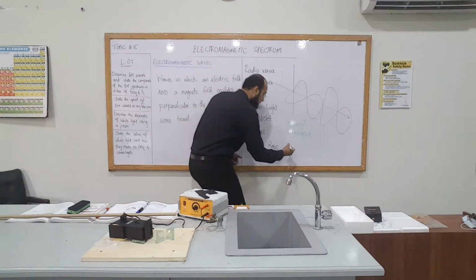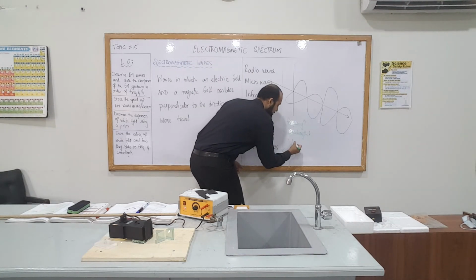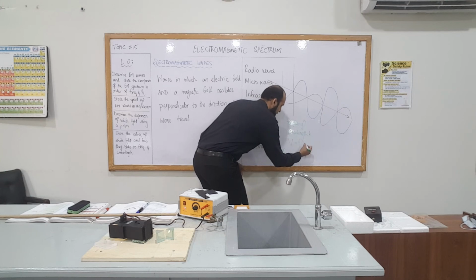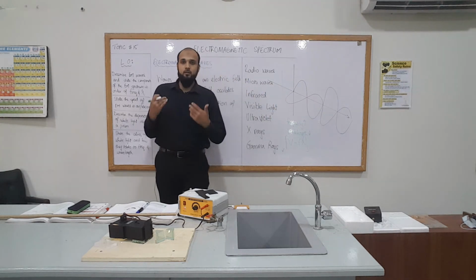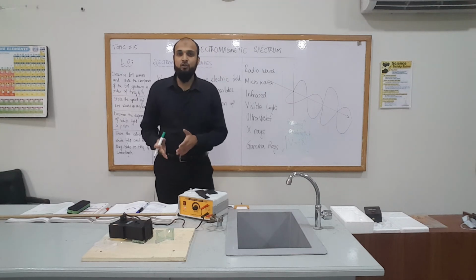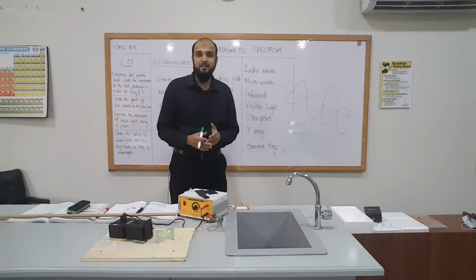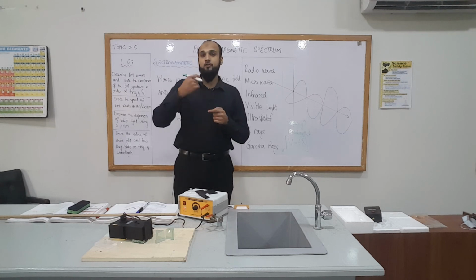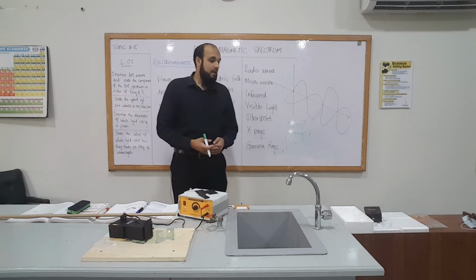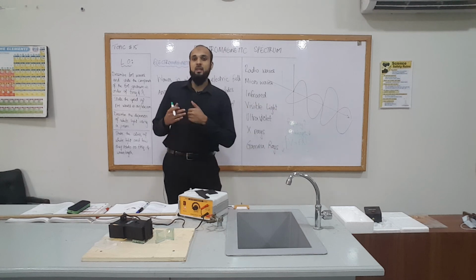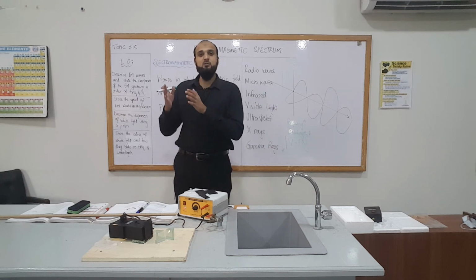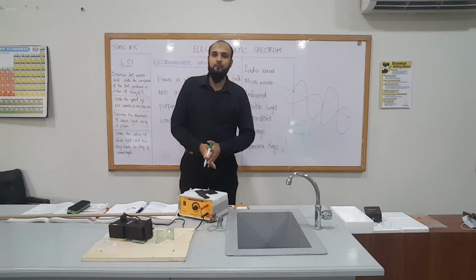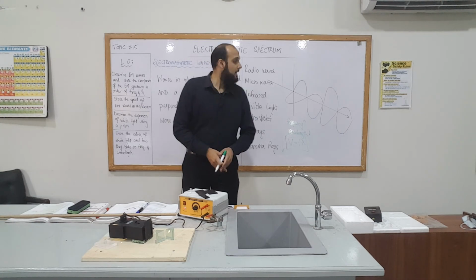Finally, all of these waves do follow the wave equation. So v = fλ. So the velocity or the speed at which the wave is traveling is equal to the frequency at which the oscillations of those electromagnetic fields are occurring, multiplied with the wavelength, or the distance between two crests or troughs or successive similar points, right?